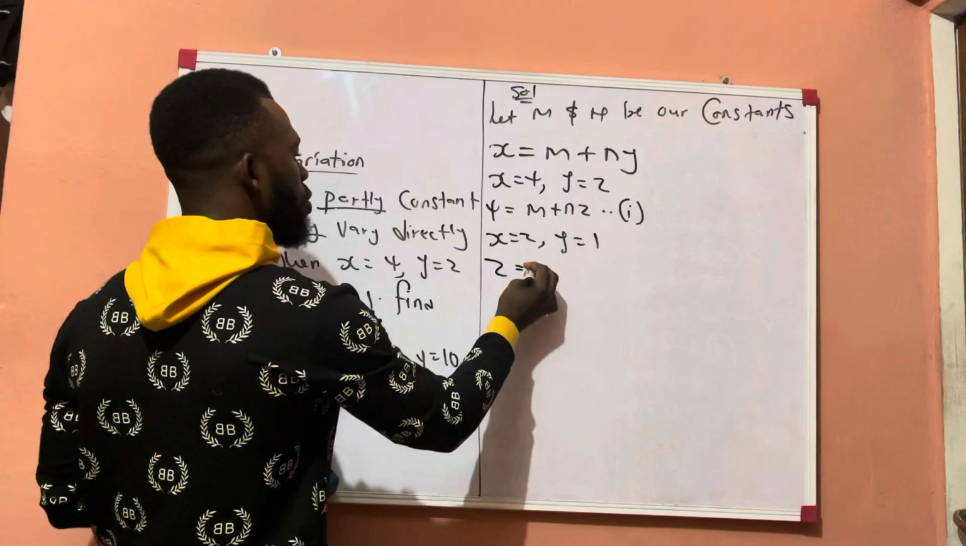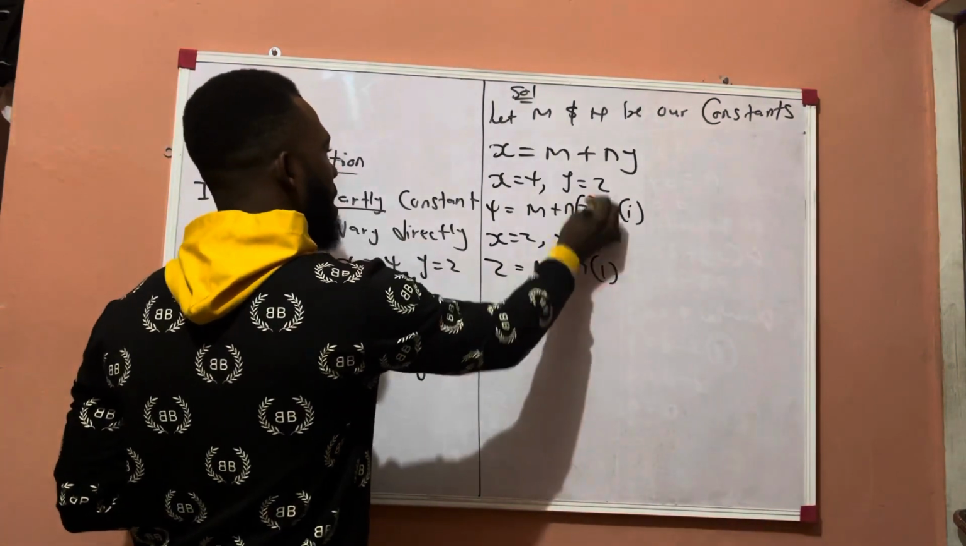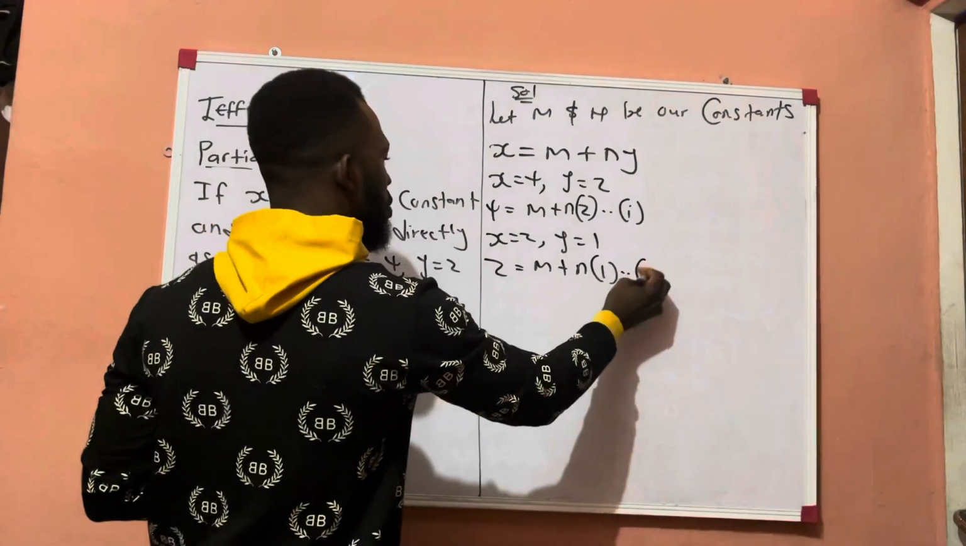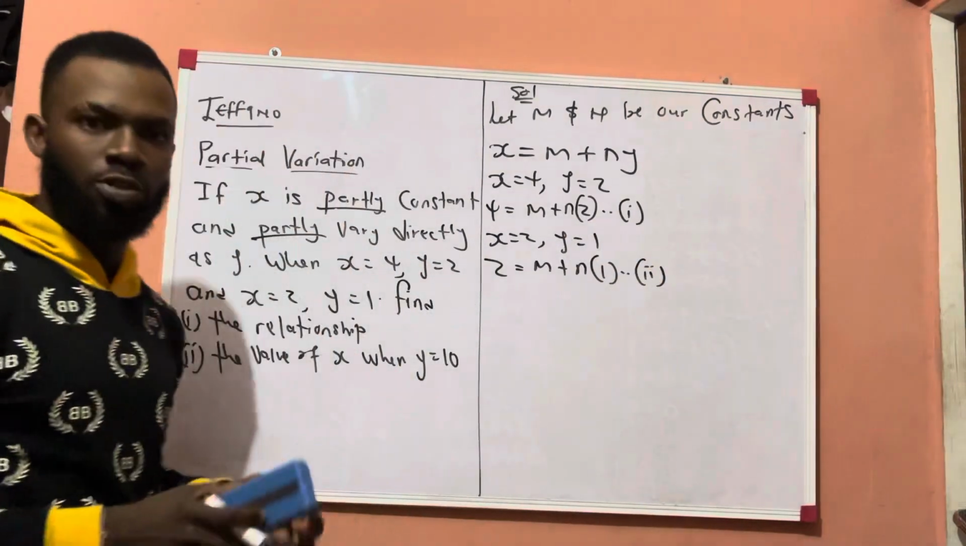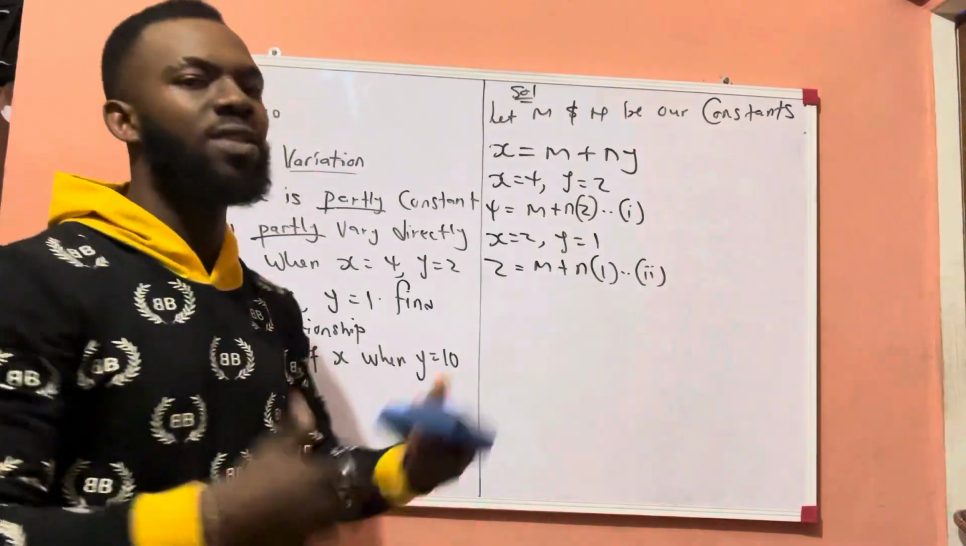2 is equal to m plus n bracket 1. Let's give this in the bracket to make it make more sense. Now you call this equation number 2. Now class, once you have got your equation 1 and equation 2, you solve simultaneously.